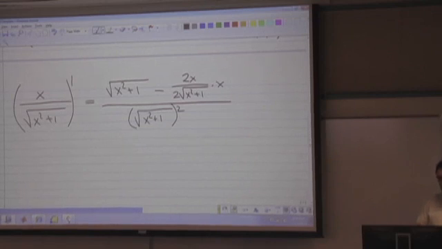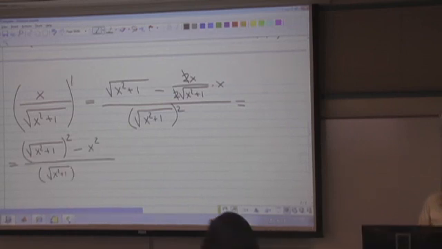What cancels out? The 2's. The 2's. Yeah. And now you have a fraction on the top, and you have a denominator, right? So if you want to simplify, the first and most common thing to do is to get a least common denominator. So what would the least common denominator be for the numerator? So I have the square root of x squared plus 1, quantity squared, minus x squared, divided by the square root of x squared plus 1, cubed.